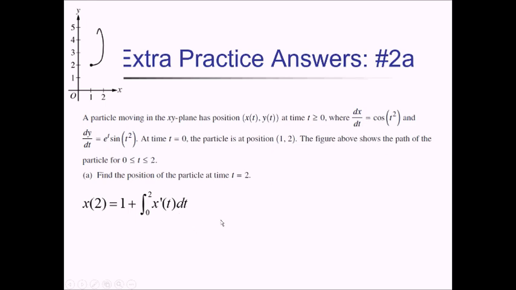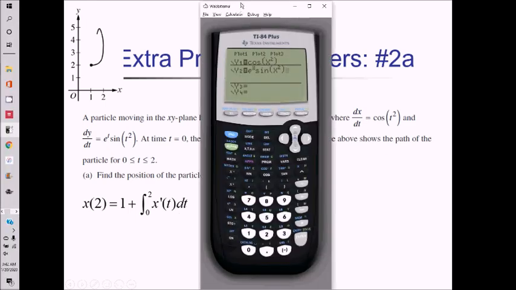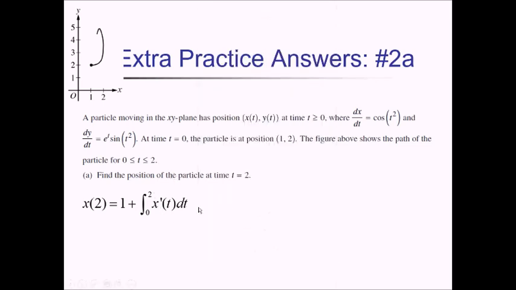Now we're going to need the calculator. To make my life a little bit easier, in my y equals, I'm going to put my x prime as y1 and my y prime as y2, so I don't have to keep rewriting them. And then let's quit out of there and just do a little FTC action here. So we have 1 plus math 9 integral from 0 to 2. And for x prime, we're going to need, let's see, alpha trace y1 dx on the calculator at least, dt on the paper. Comes out to about 1.461.